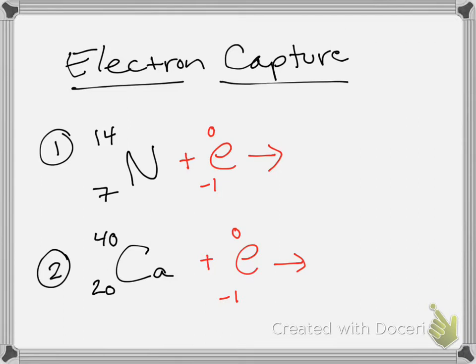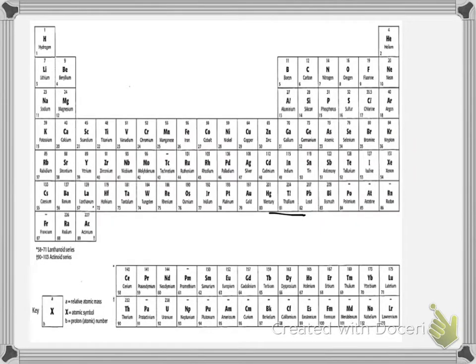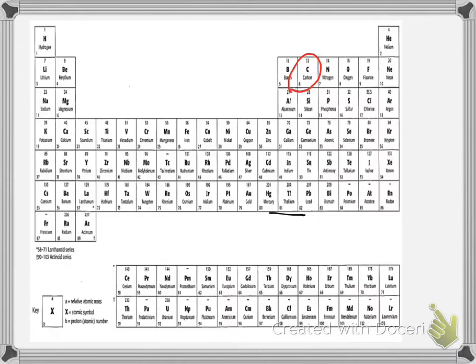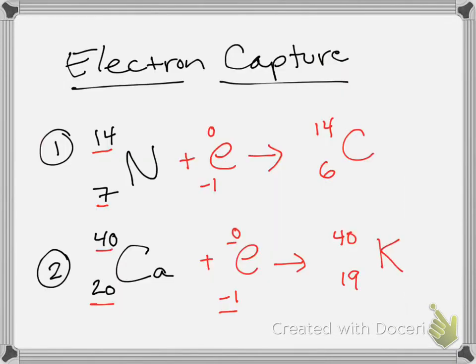Okay, are you done? All right, let's see. This number remains unchanged, and this number will decrease by 1. We're going to open the periodic table and see 6 is which element? Carbon has atomic number 6, so this is carbon. Next one, this number is unchanged. This number decreases by 1. We're going to open the periodic table and see which element this is. Atomic number 19 is potassium. Okay, so the answers are like this.